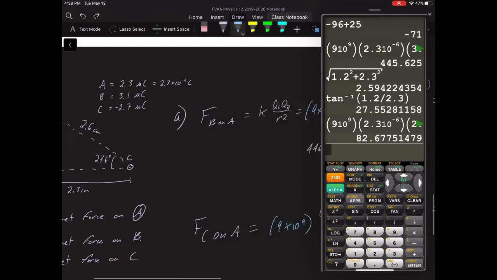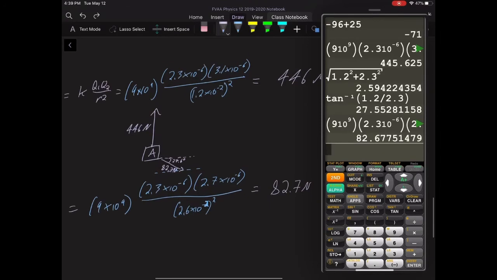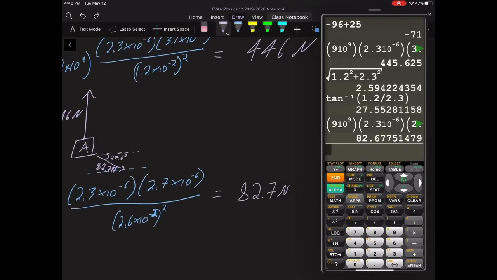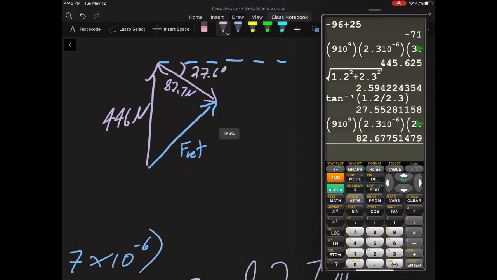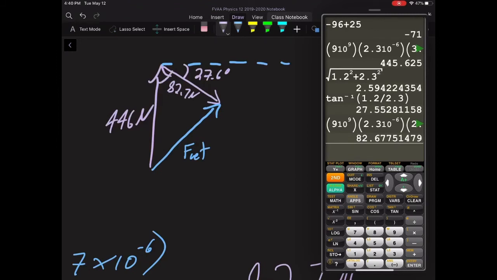All right. So now we need the net force. Okay, so we have to draw these vectors tip to tail. So I take my first vector, 446 newtons. I take my second vector, so I draw a horizontal, and that's going to be 27.6 degrees down from the horizontal at a magnitude of 82.7 newtons. Okay, and I want to solve, what is the resultant? Because this is my net force. Okay, so I know some of the values in here, the degrees. Actually, I just know one. I just know this one.